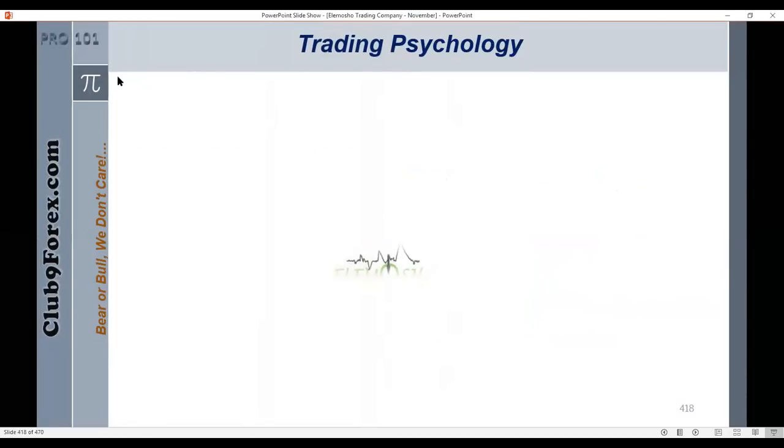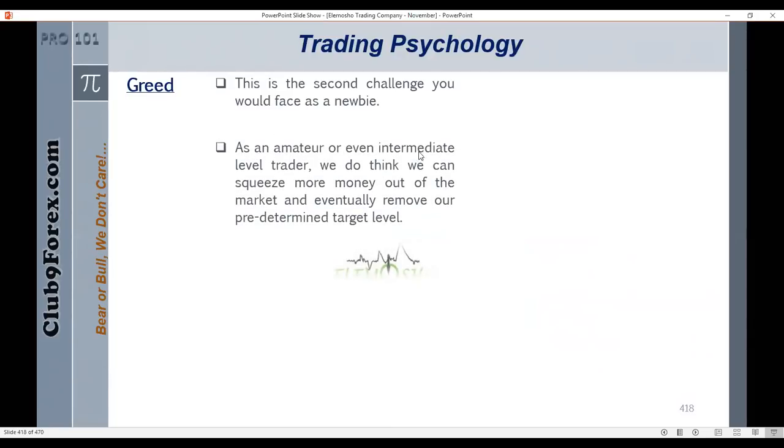Now, the second scenario you'll be facing as a trader is greed. Because I've given you guys some of the tactics, we've gone through a whole lot of trainings together, then after some time you start experiencing some good trade setups going in your favor. Before you know it, you start experiencing this. So this is the second challenge you will face as a newbie, an amateur or even an intermediate level trader: we think we can squeeze more money out of the market and eventually remove our predetermined target level. So let's look at that scenario.